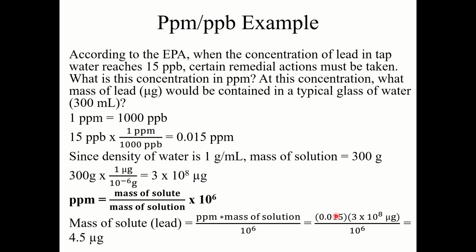Our parts per million was 0.015. Our mass of solution was 3 times 10 to the 8th micrograms, and that's divided by 10 to the 6th. And our final answer is 4.5 micrograms. So 4.5 micrograms of lead in a typical glass of water is actually high enough where remedial action needs to be taken to start removing lead from the source of that tap water.